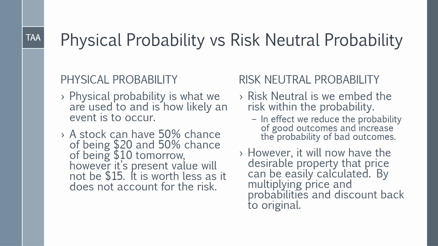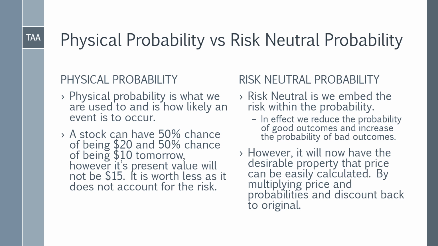So let's compare physical and risk neutral probabilities. Physical probabilities are the exact ones. These are the ones we're used to, and it's how likely an event is to occur, sort of like a coin flip. So a stock has a 50% chance of being $20 and a 50% chance of being $10 tomorrow. Its present value, you would think, would be $15. However, it's not, because it does not account for the risk of it decreasing to $10, and thus it'll be less.